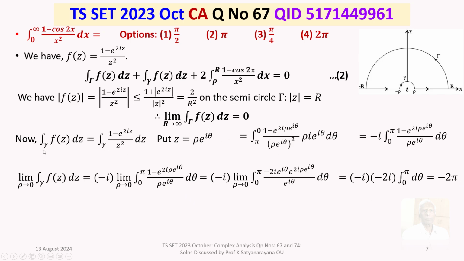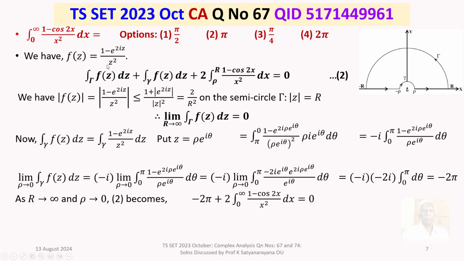So all the entries we have found out. Integral taken along capital gamma as capital R tends to infinity is 0. Integral taken along small gamma f of z as limit rho tends to 0 comes out to be minus 2 pi. Go into the second equation and substitute that. So as r tends to infinity and rho tends to 0, this is 0.